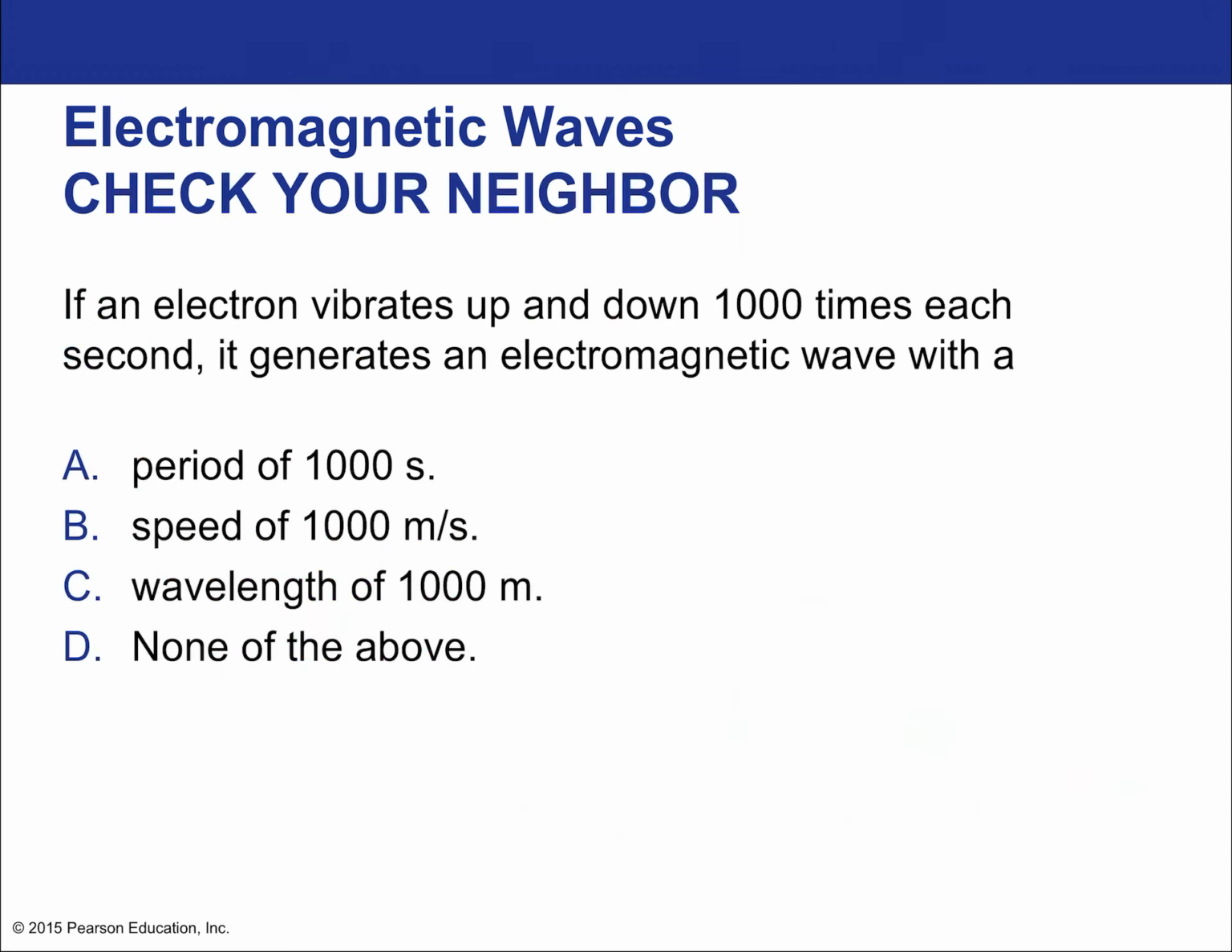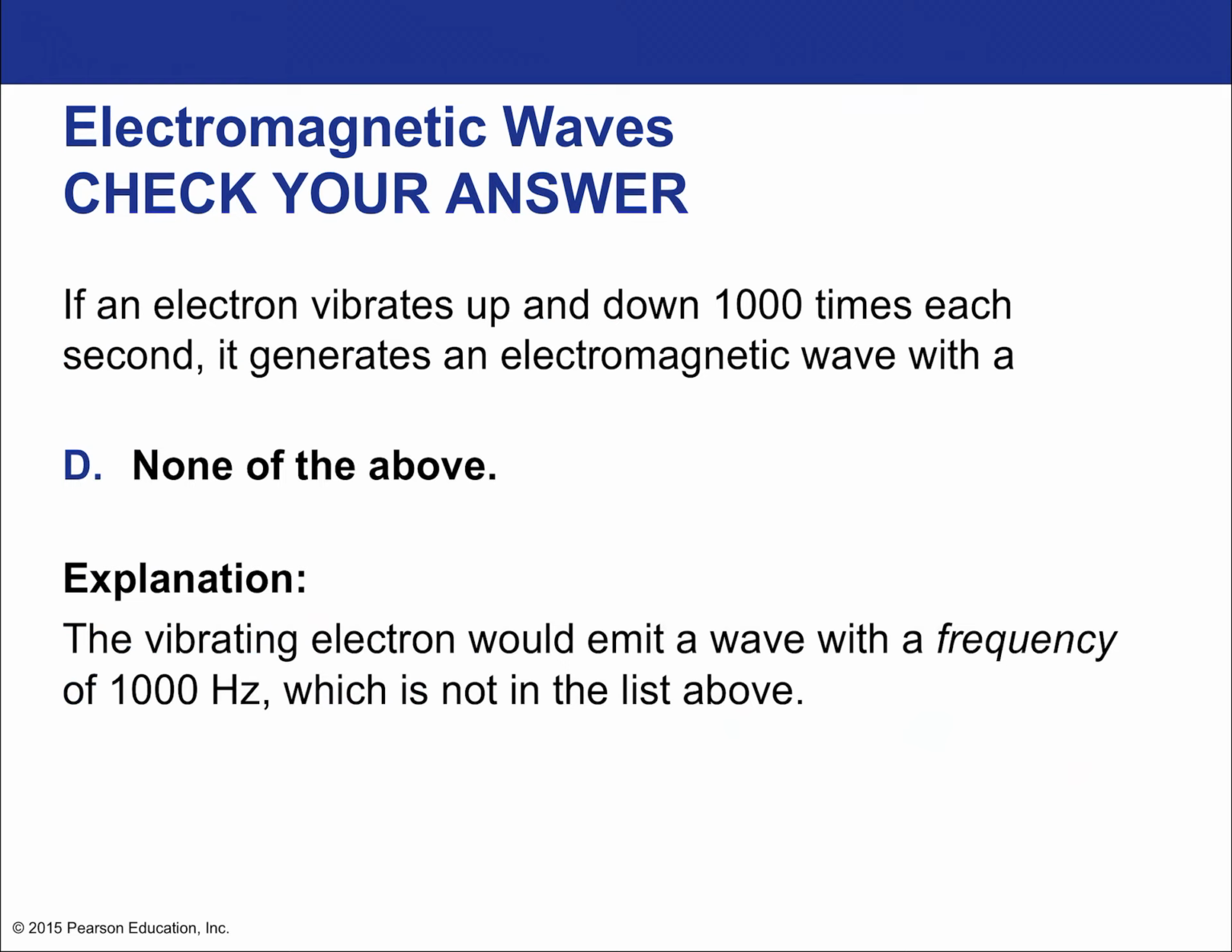Okay? So if an electron vibrates up and down 1,000 times each second, it generates an electromagnetic wave with... think about the idea here, okay? So the vibrating electron will emit a wave with a frequency that's equal to its vibration rate. So if the electron's going up and down 1,000 times every second, then that means that there would be a 1,000 hertz wave that's created, okay? So the frequency of the light wave would be 1,000 hertz.